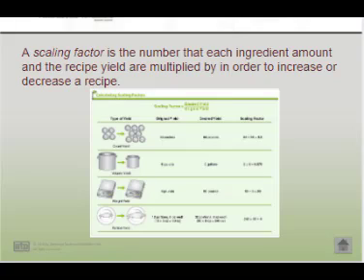Regardless of the reason for scaling a recipe, the scaling process starts out by calculating a scaling factor. A scaling factor is the number that each ingredient amount and the recipe yield are multiplied by in order to increase or decrease a recipe.